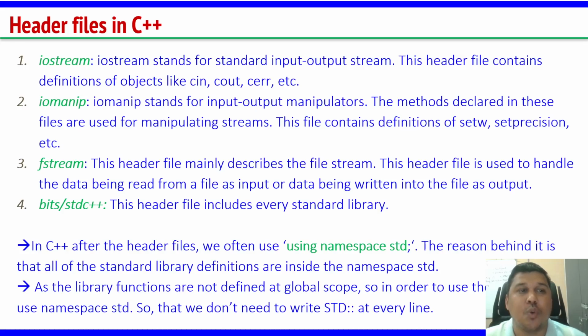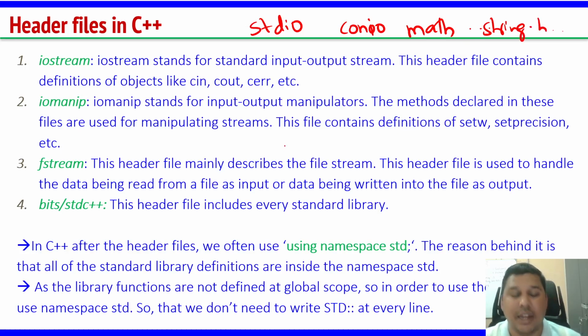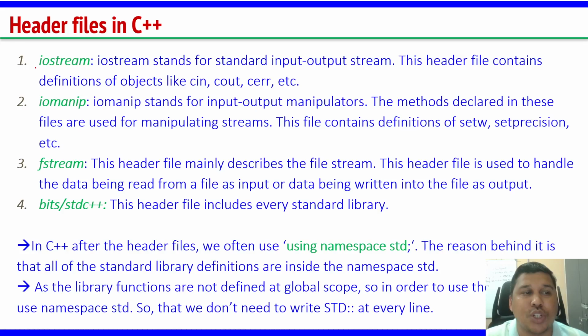Next, now what are the header files in C++? So in C, we have stdio.h, standard input output, then conio.h, then math.h, string.h, and so on. We have so many header files there. But the basic header file for input and output is iostream. Okay, the first and very important header file is iostream.